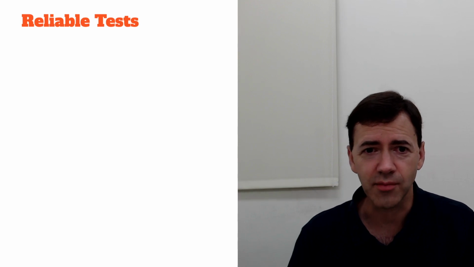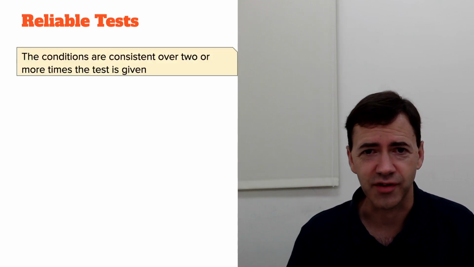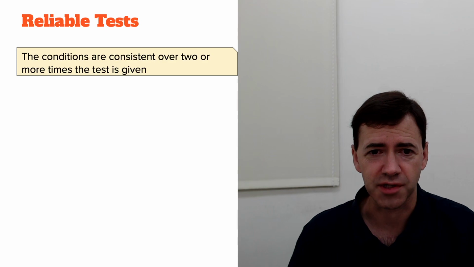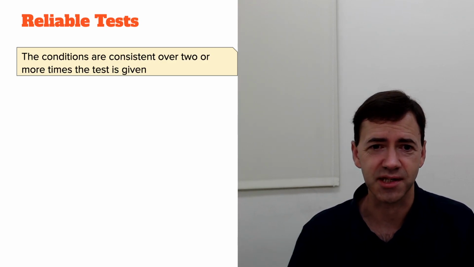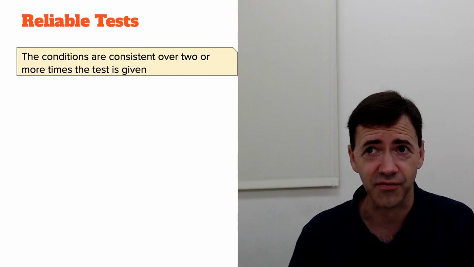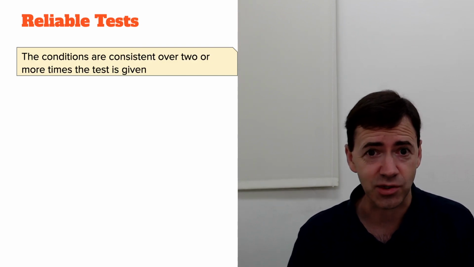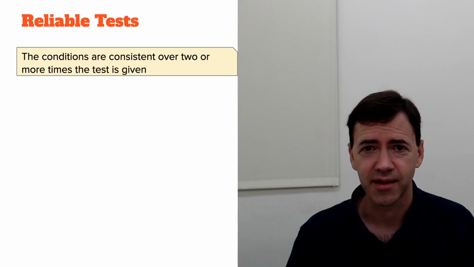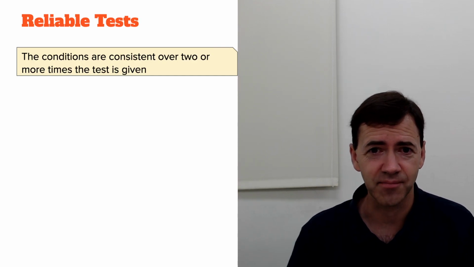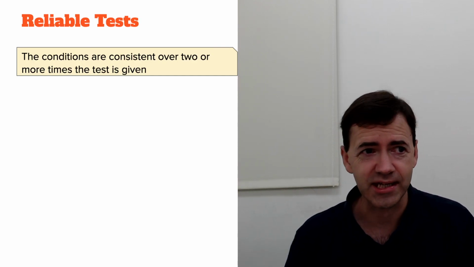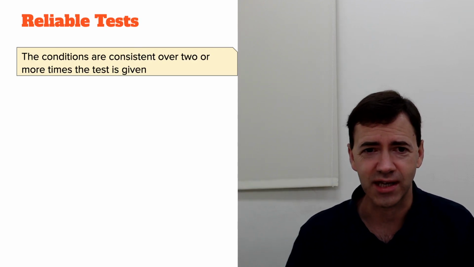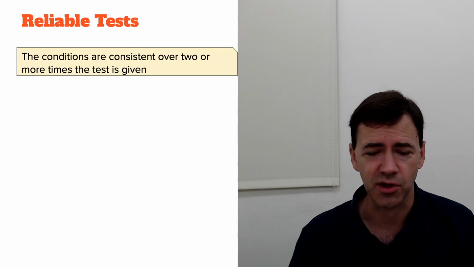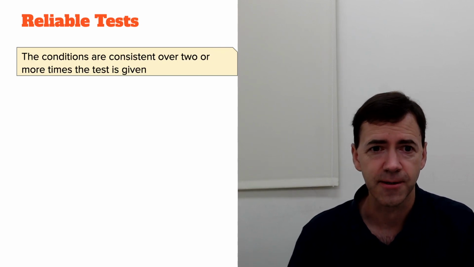Okay, so reliable tests have all of these characteristics or features. So the conditions are consistent over 2 or more times the test is given. Now, conditions could be a lot of things. It could be the classroom is the same, the time is the same, the volume on the CD or the audio file you're playing is the same. Basically, you have to keep everything kind of similar for who's taking the test.